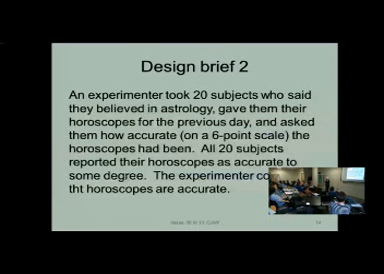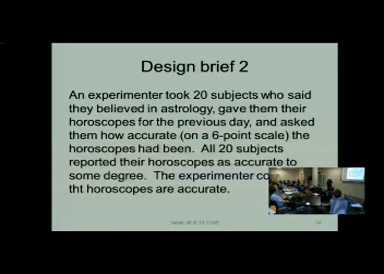Okay. I love this one. An experimenter took 20 subjects who said they believed in astrology, gave them their horoscopes for the previous day, and asked them how accurate on a 6-point scale the horoscopes had been. All 20 subjects reported their horoscopes as accurate to some degree. The experimenter concluded that horoscopes are accurate. Sorry about the missing A in there. Okay, so it's obvious what's wrong with this. How would you make it better? How should this experiment be done?